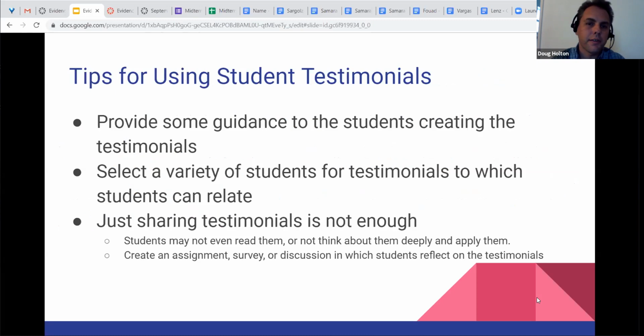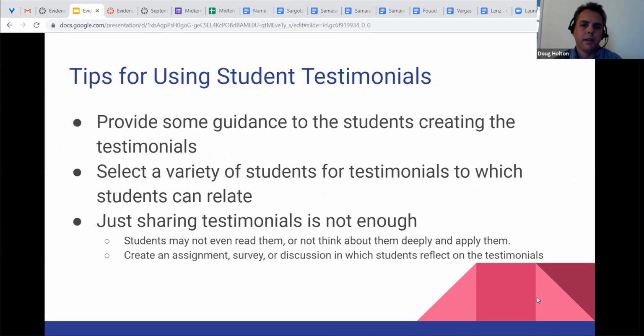So if you do want to try this technique, or if you have been trying it, here are a few tips on using it. I recommend providing some guidance when you ask students to create testimonials, some guidance on what you want them to include, like if you want them to mention their major or something like that. If you can provide a variety of student testimonials, that'd be nice too, because we have a variety of students, and they might relate more to certain students who are similar to them.